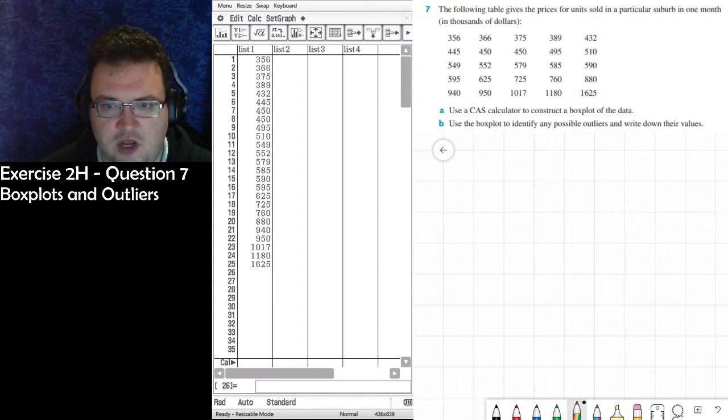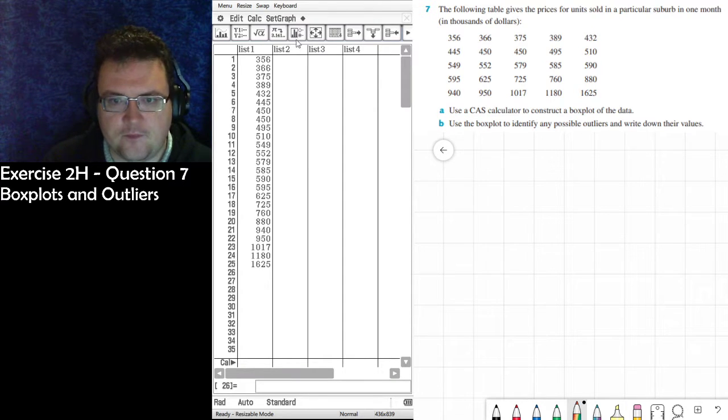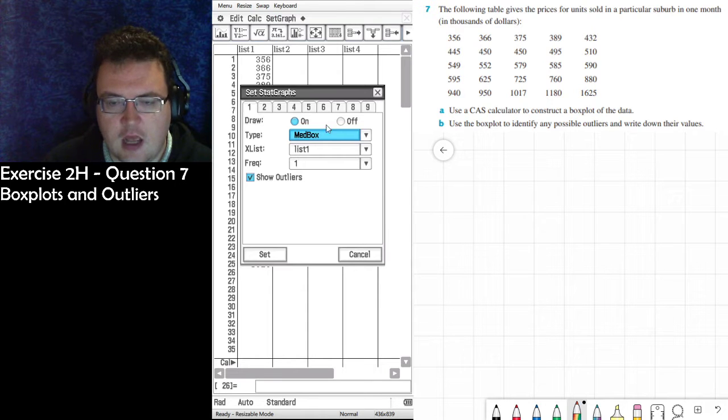So if we are using our Casio ClassPad, on our ClassPad I've entered the data here already. And then what I need to do is go to set graph, setting, and make sure that the type listed is med box. I then also need to make sure that I have ticked the showing outliers button.